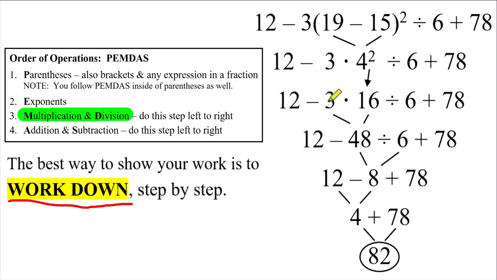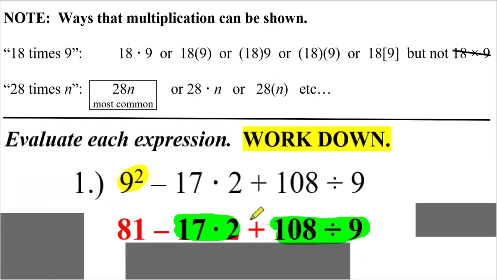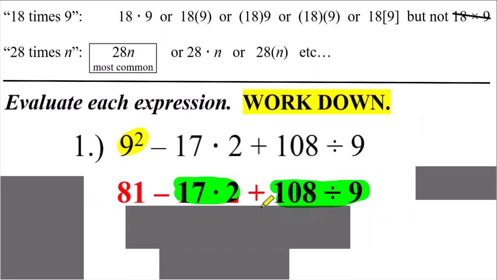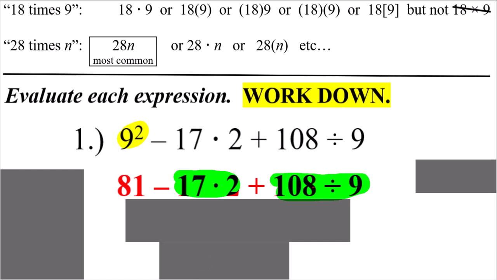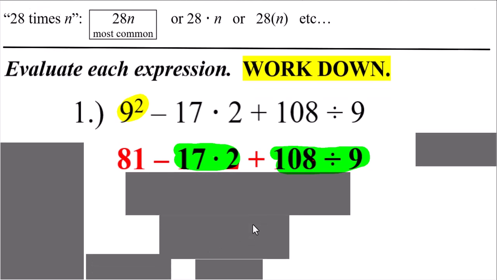Now, if they were right next to each other, like in the problem above, then you're going to have to do one part and then later do the division. But when they are separated by something else in between that will get done later, such as addition or subtraction, then yes, you may multiply and divide at the same time.